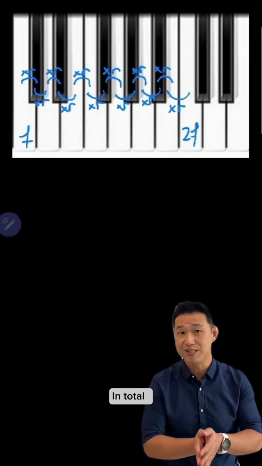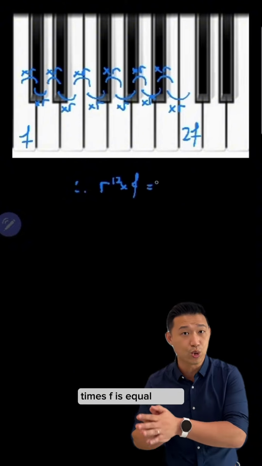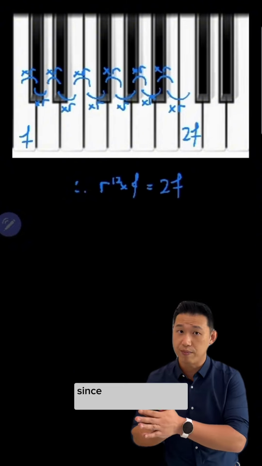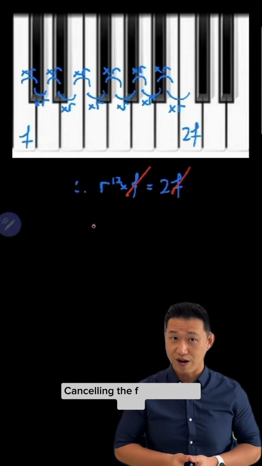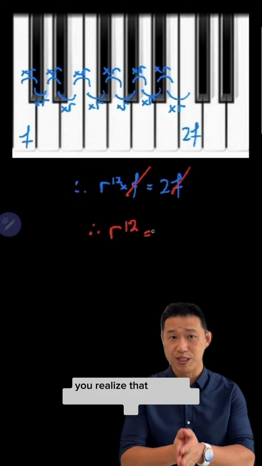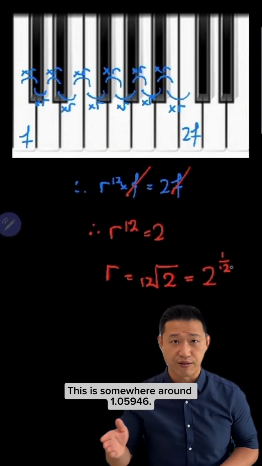So in total, this is going to give me r to the power of 12 times f is equal to 2f. Since one octave up is double the frequency. Now, cancelling the f and solving for r, you realize that r is just going to be the 12th root of 2. This is somewhere around 1.05946.